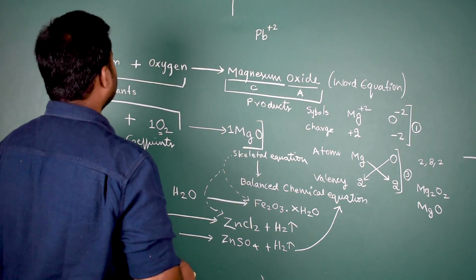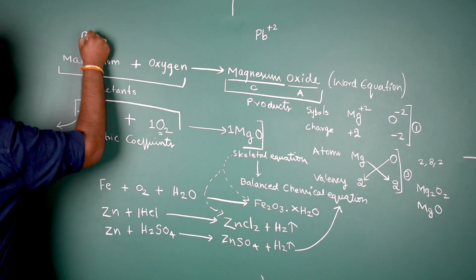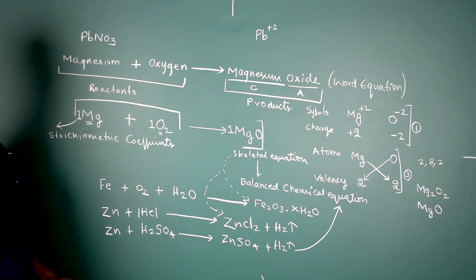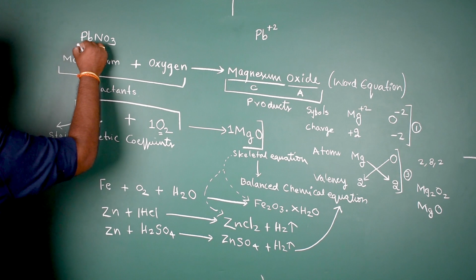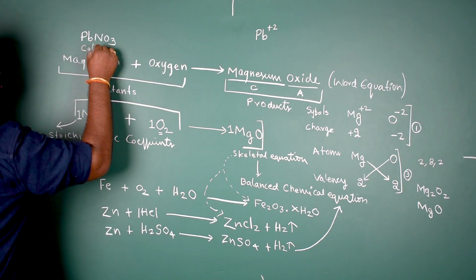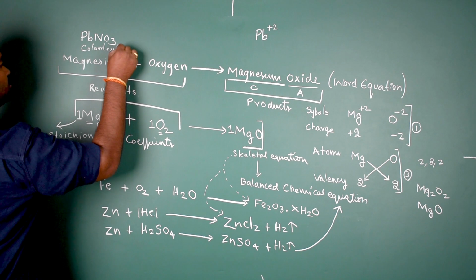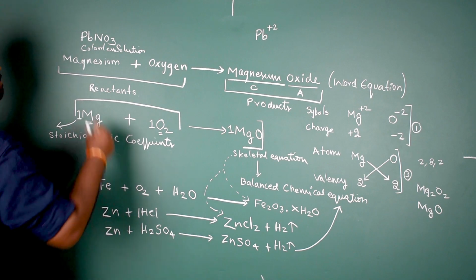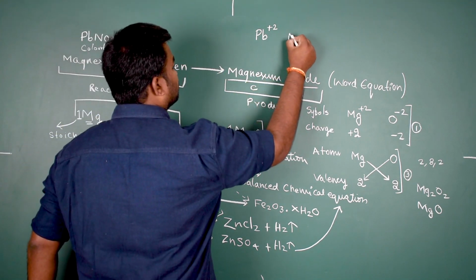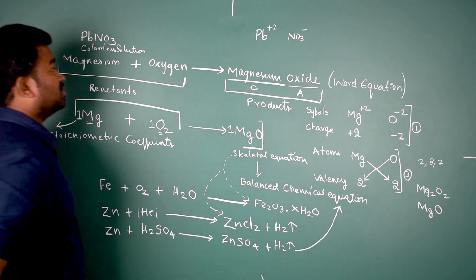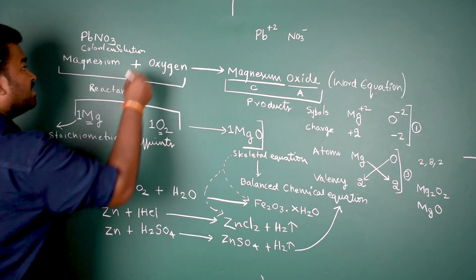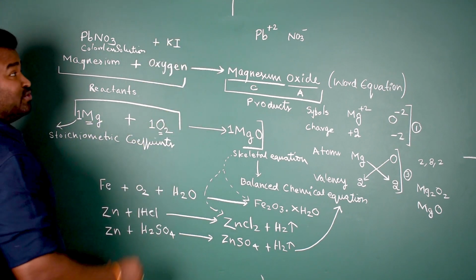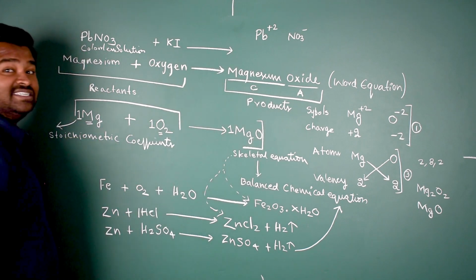So let's take a solution of lead nitrate. Lead nitrate is given by the formula Pb(NO3)2, and this lead nitrate is a colorless solution. When it is dissolved in water, it will form lead ions and nitrate ions, that is NO3 minus ions. So to this, when I add a substance which is known as potassium iodide, do you know the change? Can you guess the change?